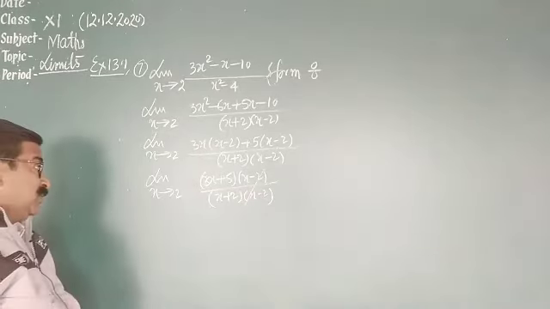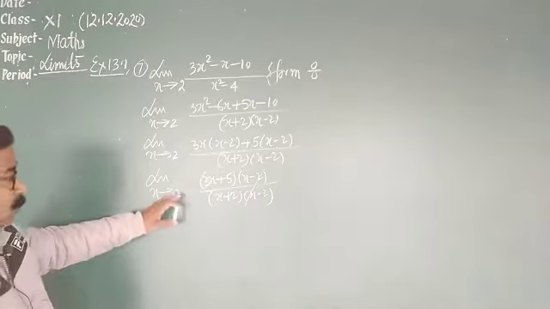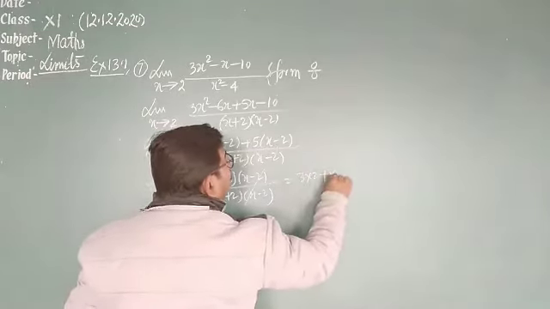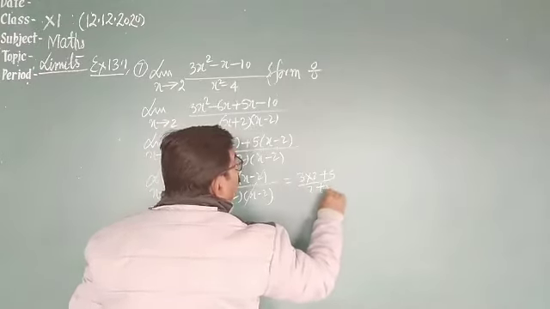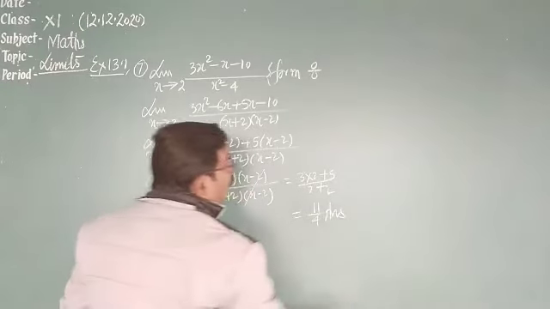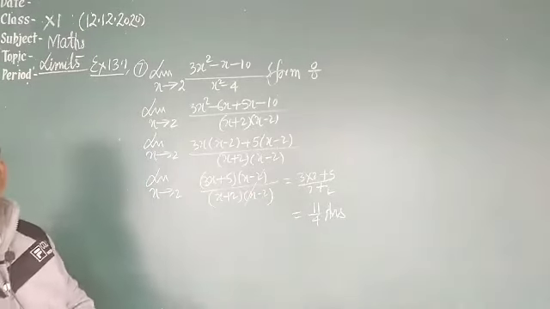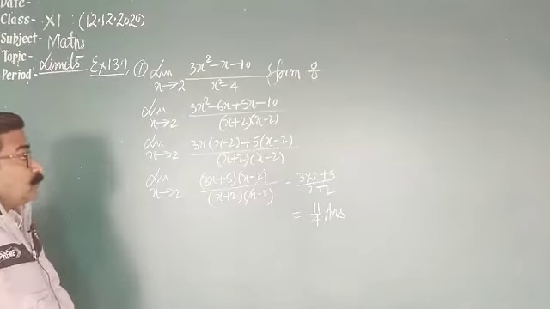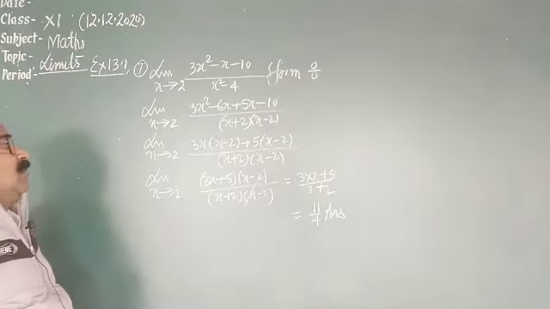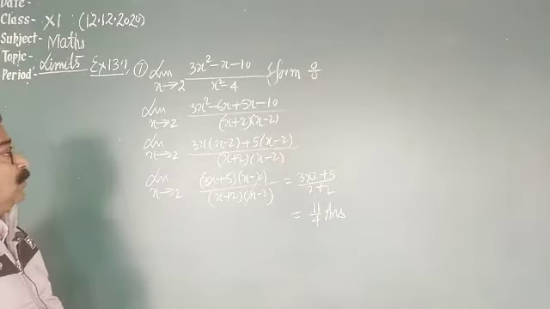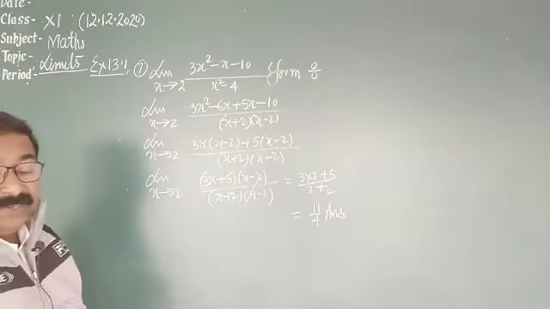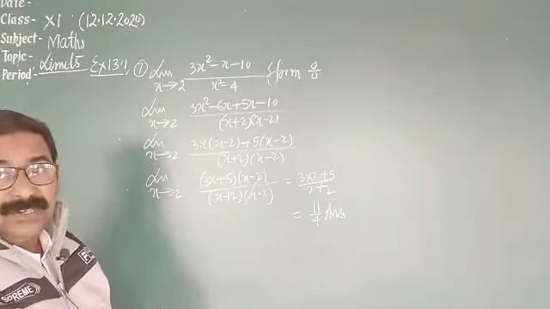Now apply the limit. Limit x tends to 2. So we will write the value. We have 3 into 2 plus 5 upon 2 plus 2. We have 11 upon 4 is the answer of the question. See the solution? So whenever we have the function of the form 0 upon 0, first we will simplify that, and after that we can calculate the result. Got it?